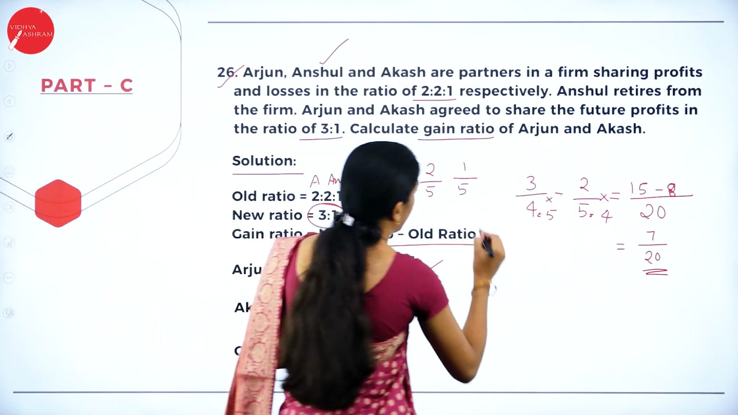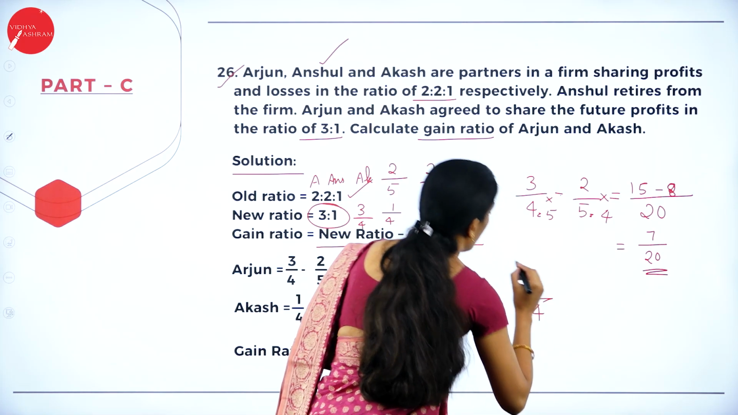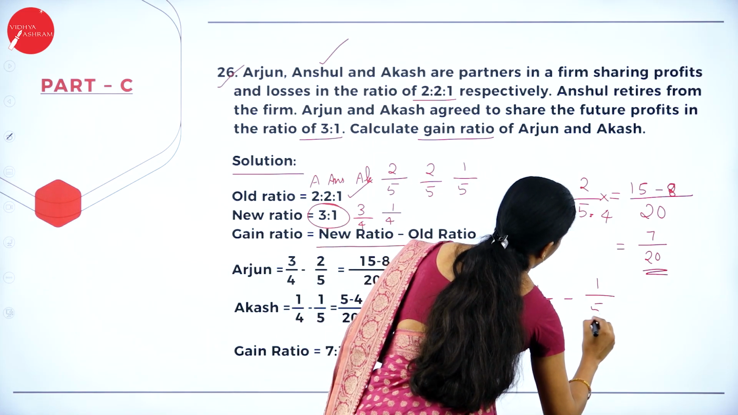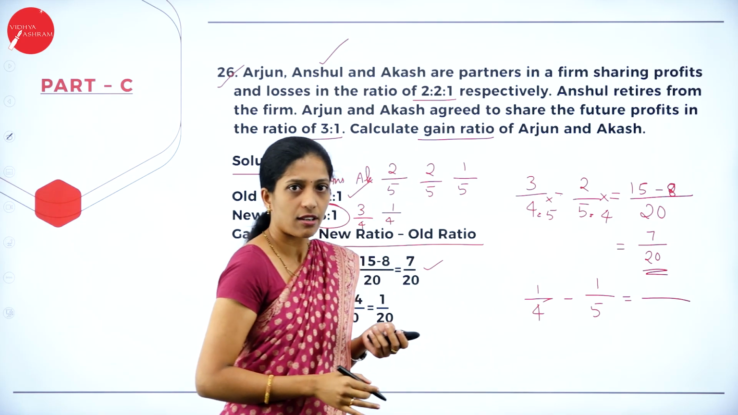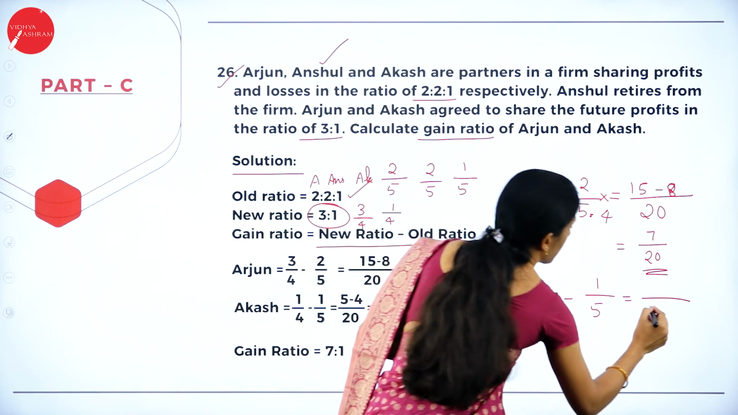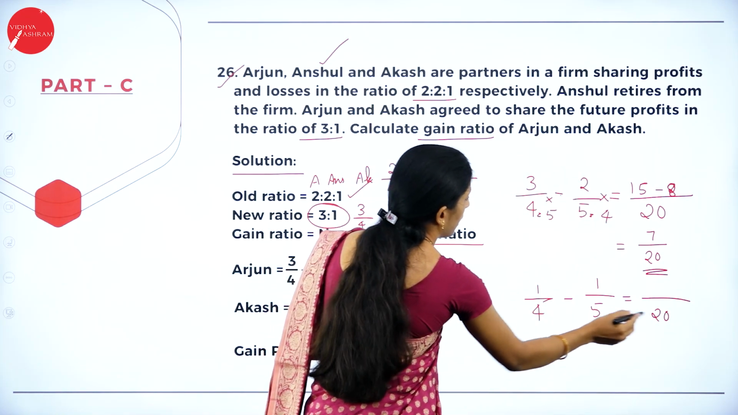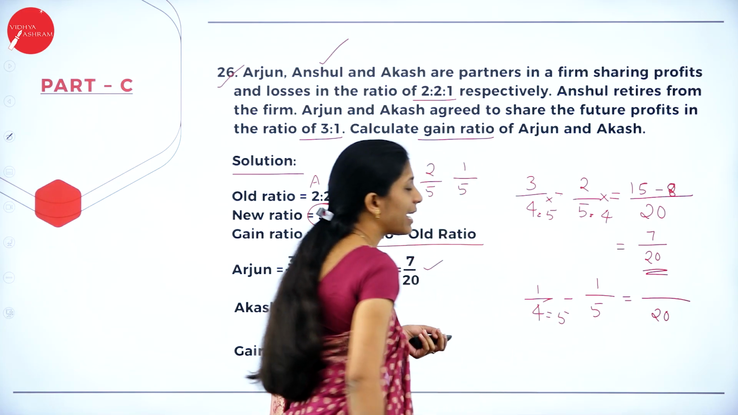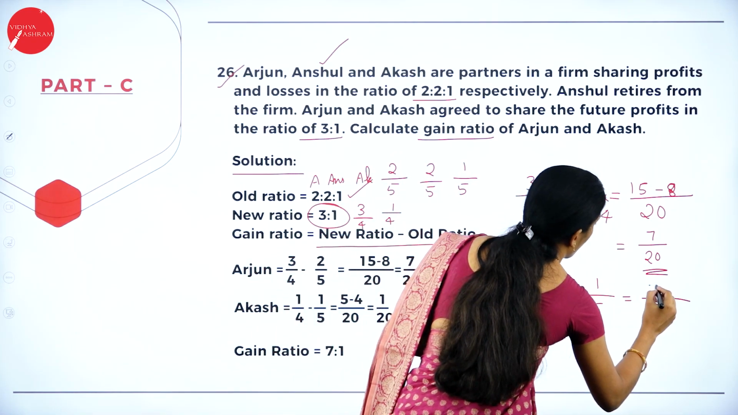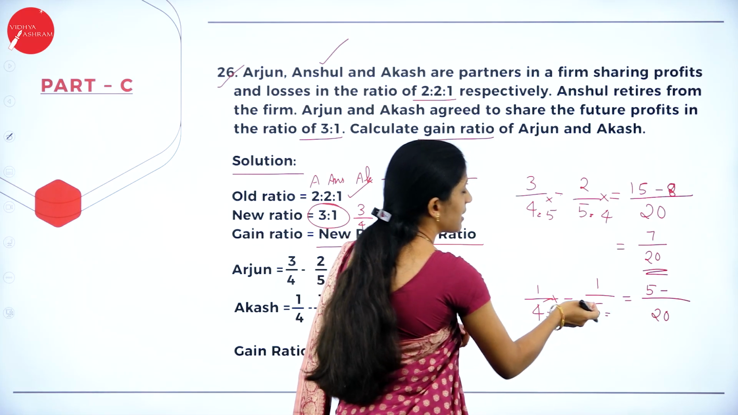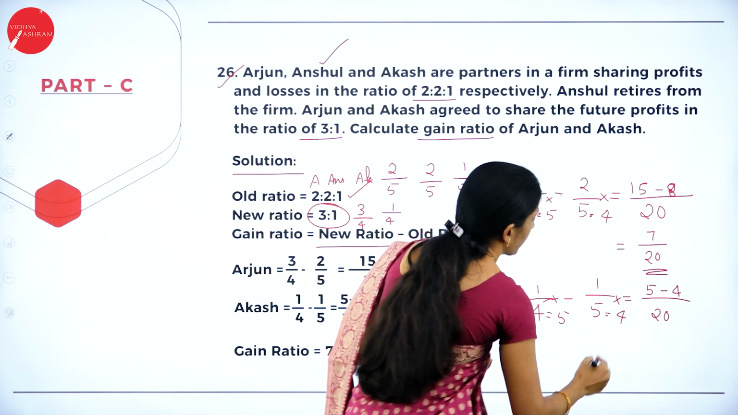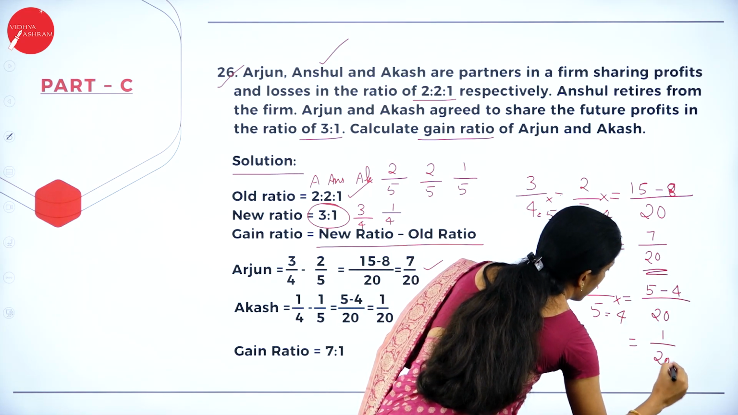In the same way, calculate that of Akash. So what is the new ratio? 1 by 4. Minus old ratio 1 by 5. So how to calculate? Denominators are not same. You can either find out the LCM or directly multiply. So you'll get the LCM 20. Now check whether 20 is divisible by 4. Yes, it is divisible by 5. 5 4s are 20. Correct? So 5 into 1, 5 minus whether 20 is divisible by 5. Yes, it is divisible by 4. So 4 into 1, 4. So that is 1 by 20.